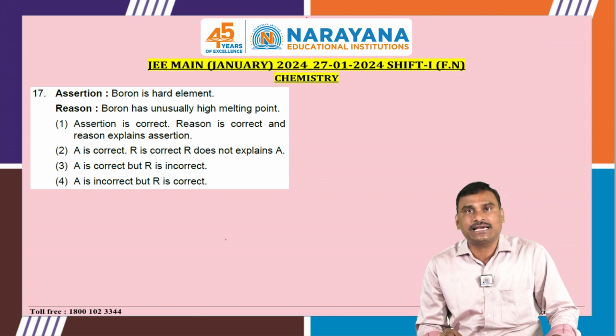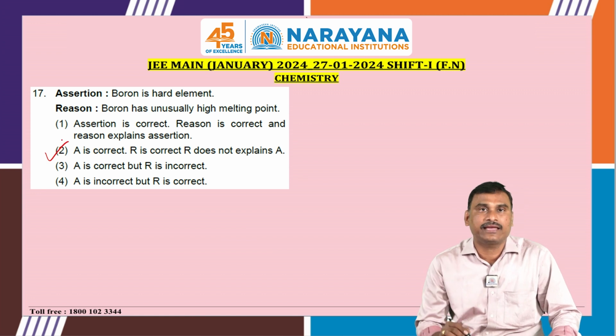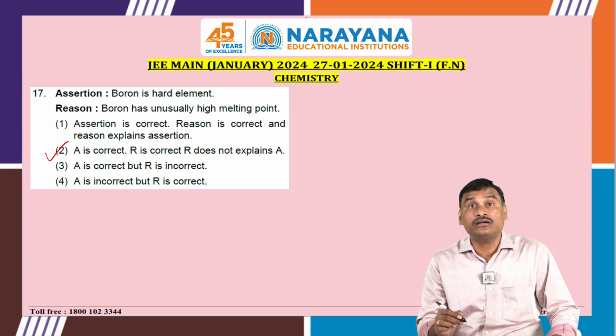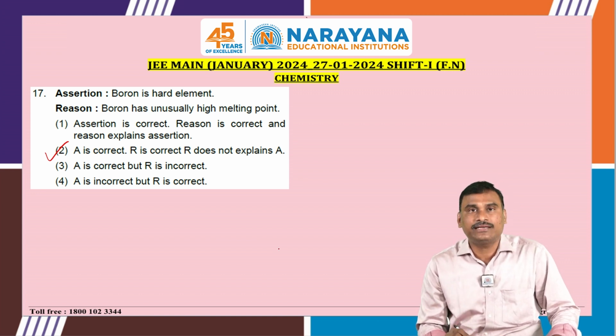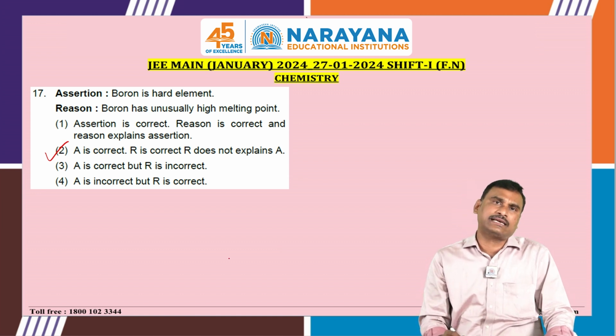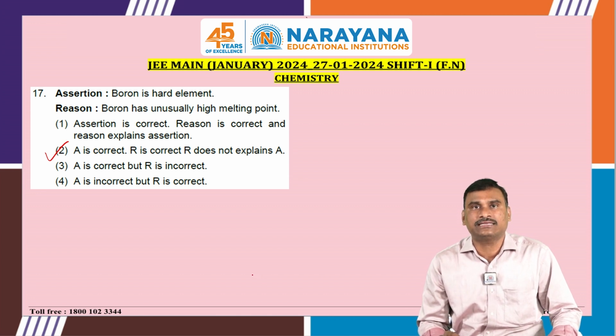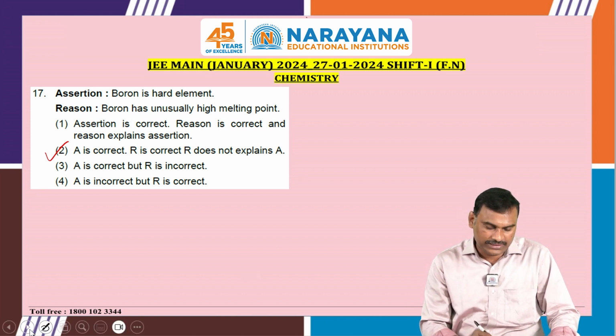Therefore, the assertion is correct, the reason is also correct, but the reason does not explain the assertion, since the high melting point is due to the strong crystal lattice, but because of having a high melting point, it is not harder. Therefore, both given statements, the assertion and the reason, are correct, but the reason is not the correct explanation of the assertion. So let us go for the next question, student.